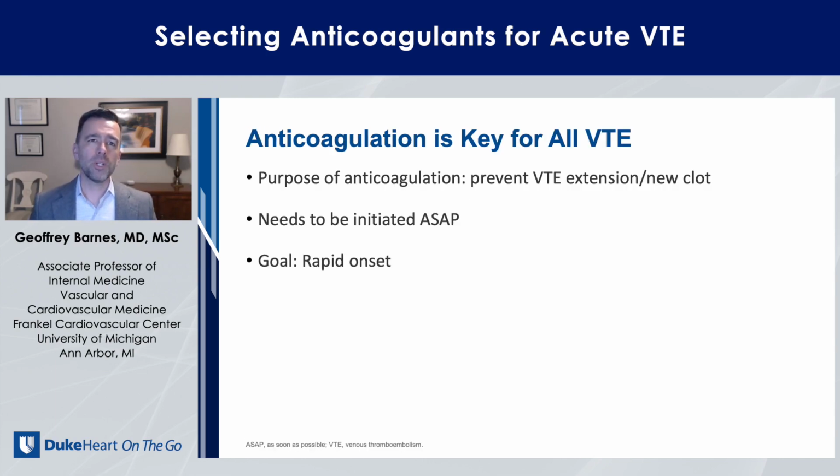You know, it's really important to remember that anticoagulation is the bedrock of therapy for any patient with acute VTE. The purpose is really to prevent VTE extension and to prevent the development of new clot. So that's why it needs to be initiated right away, as soon as possible. Our goal is to have rapid onset anticoagulant activity in our patients.